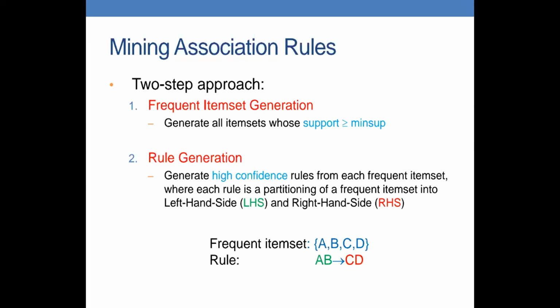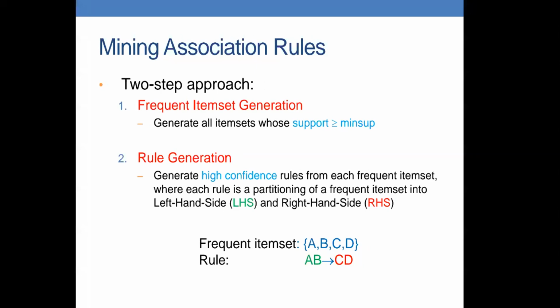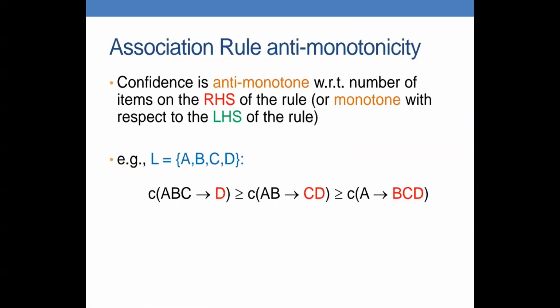So in mining association rules, first is frequent itemset generation: which items are frequently purchased by the customers. That is the first case. The second case is rule generation: for those items, we generate the rules. This is the two-step process we use in mining association rules.